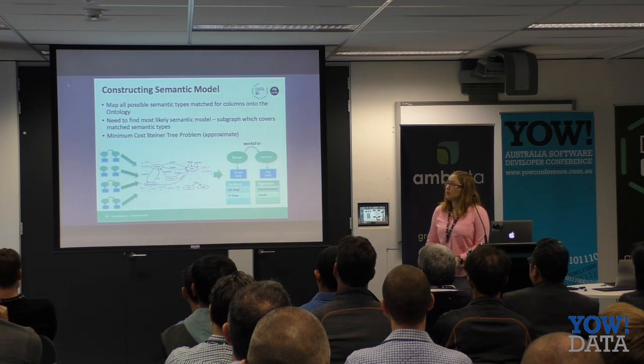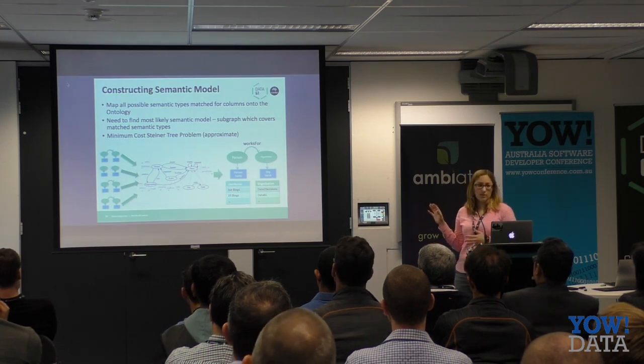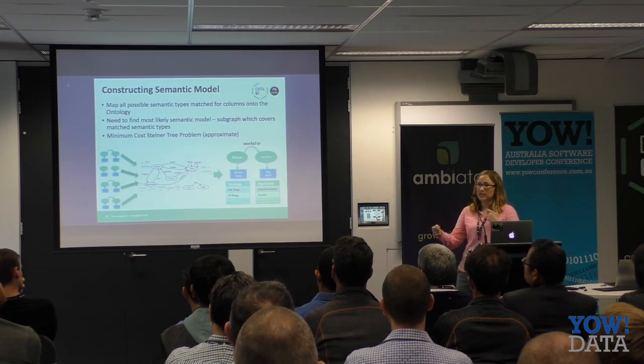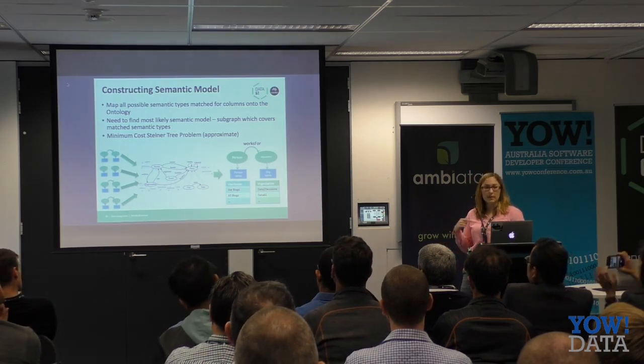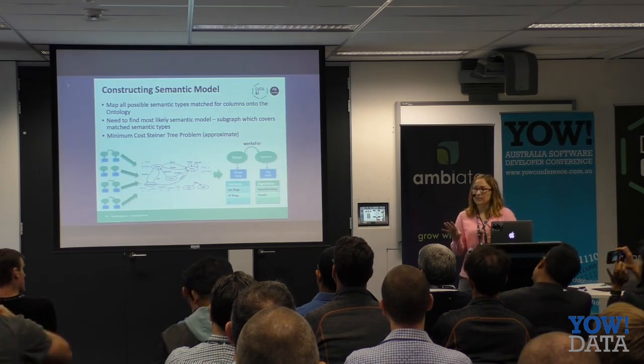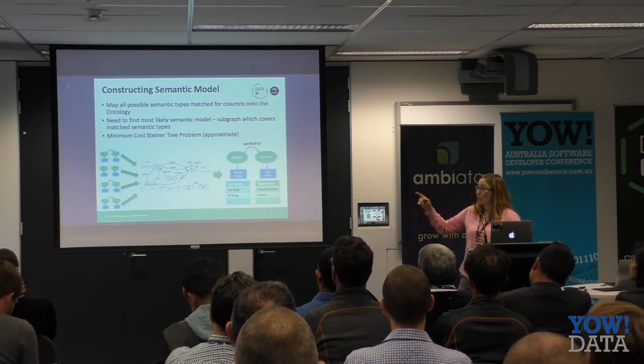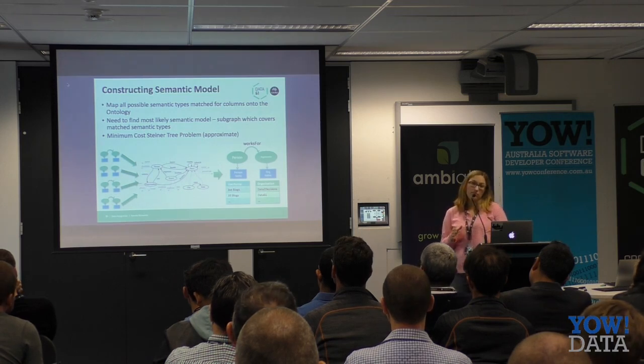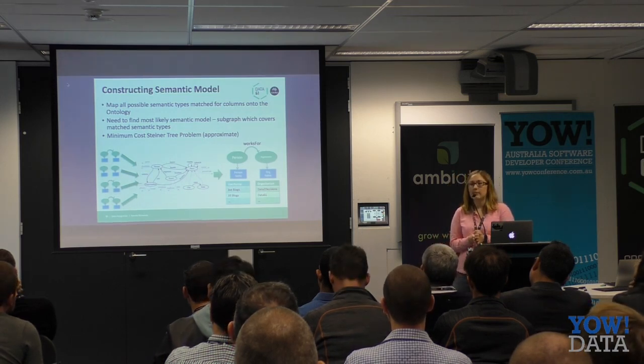So we use our schema matcher to map all possible semantic types for columns onto the ontology. First we use the schema matcher to identify the semantic types for the columns, and then those identified semantic types, we map them onto the ontology, onto the class and data nodes. And then we need to find the most likely semantic model.